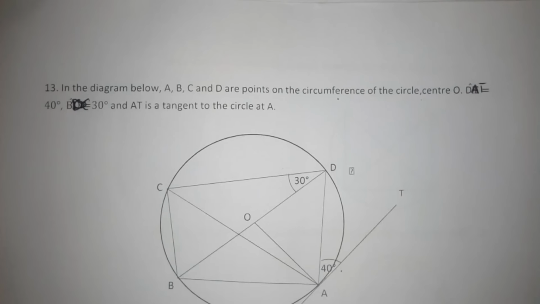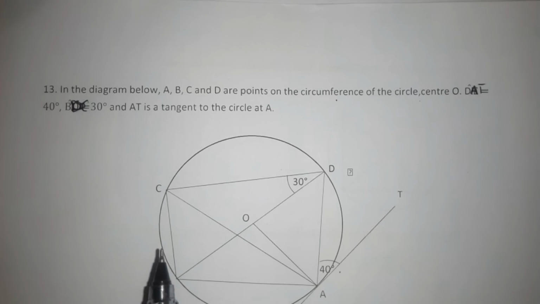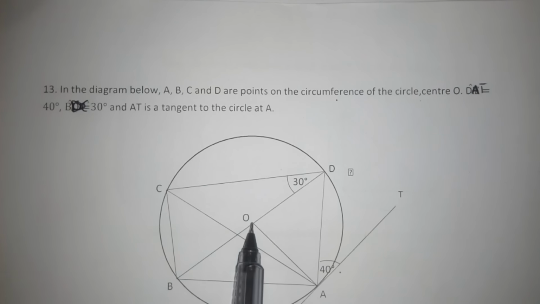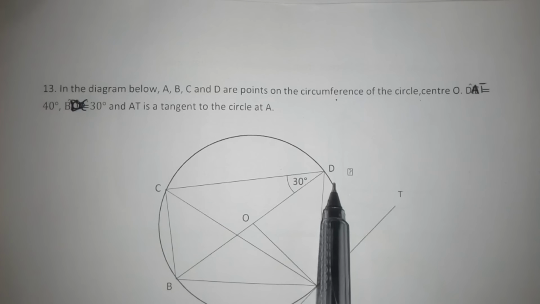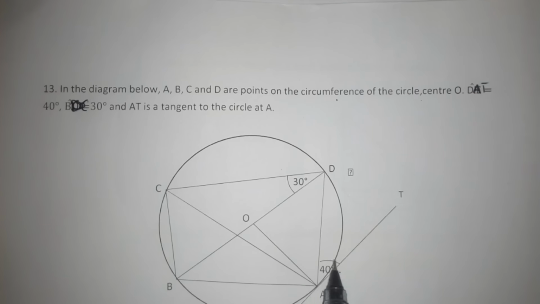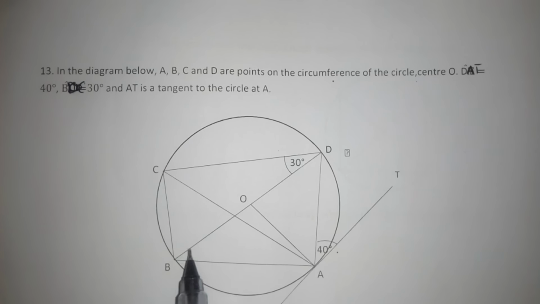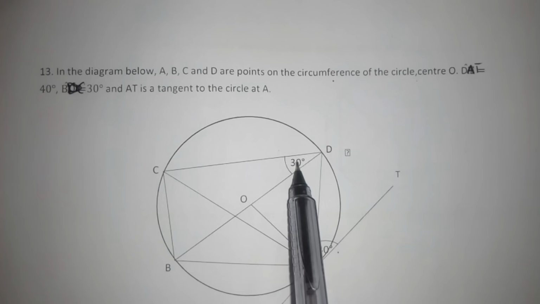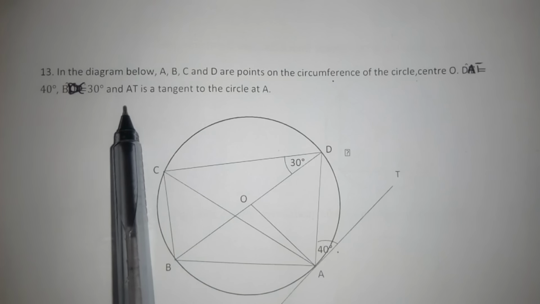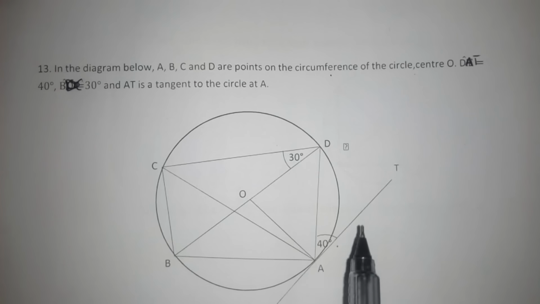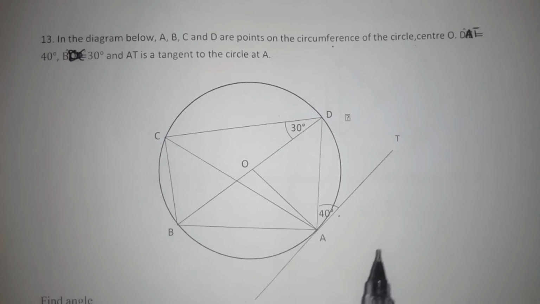So this question came in 2019. The question reads, in the diagram below, A, B, C, D are points on the circumference of the circle. Center O, this is center O, okay, over here. Angle DAT is 40 degrees. This is 40 degrees. Angle BDC is 30 degrees. This is 30 degrees. And AT is a tangent to the circle at A. So this is a tangent line, if you can see nicely.